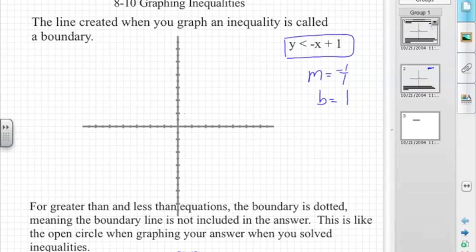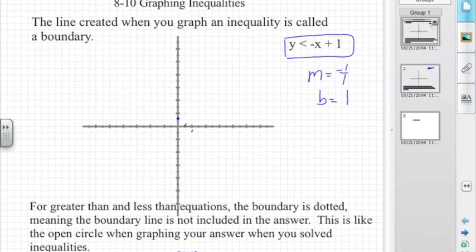So we'll start by putting there's 1 dot, the y-intercept is 1, and the slope is going to be down 1 and over 1 to the right, down 1 over 1 to the right, down 1 over 1 to the right, so on and so forth. So we're actually going to put a line in that position.